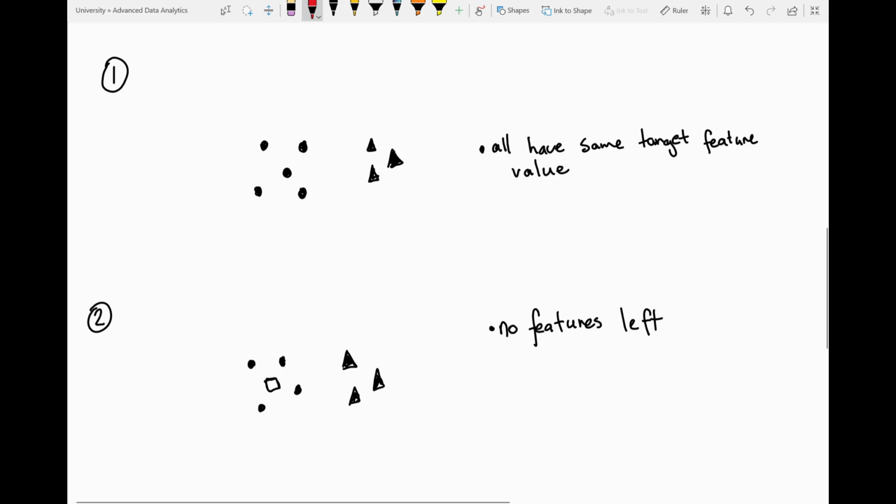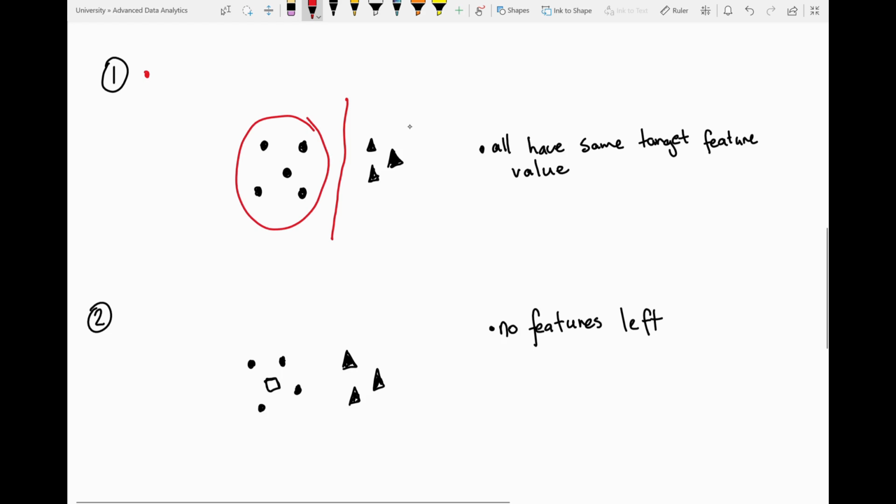In example 1 here, we have a bunch of different people and we split them up into circles and triangles, and that's how we differentiate them. If we look on the left here, we now realise that this group on the left has all the same target feature values. So what do we do there? This now becomes our leaf node. The target feature value becomes our leaf node, and then we return that value.